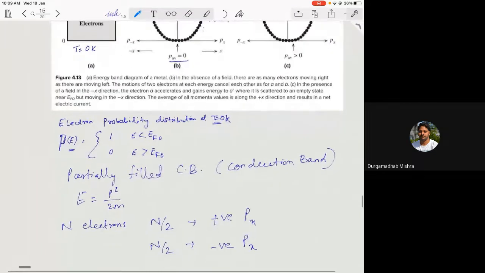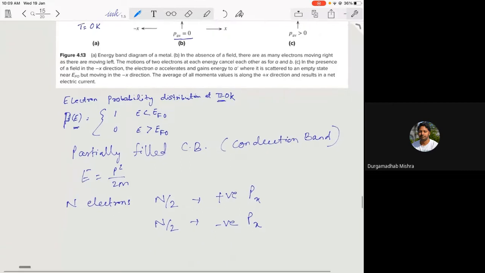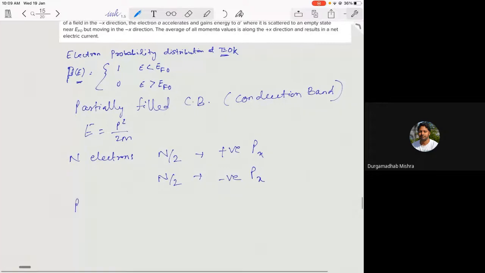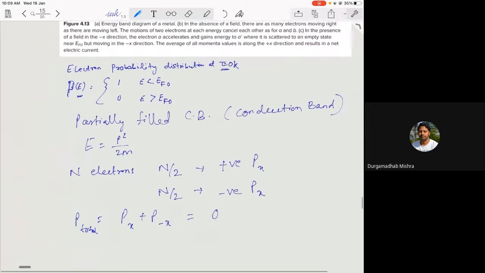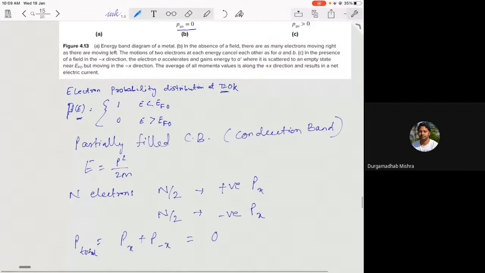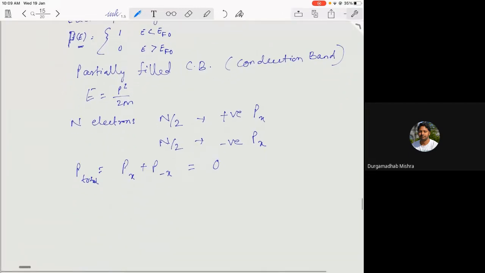However, when you take the total momentum of the electrons in the band, this comes out to be 0. That's why P total, which is equal to Px plus P minus x, will be equal to 0. So this is the behavior of electrons. We are not studying the behavior of electrons individually, but electrons as a collective, or what we call an electron gas.